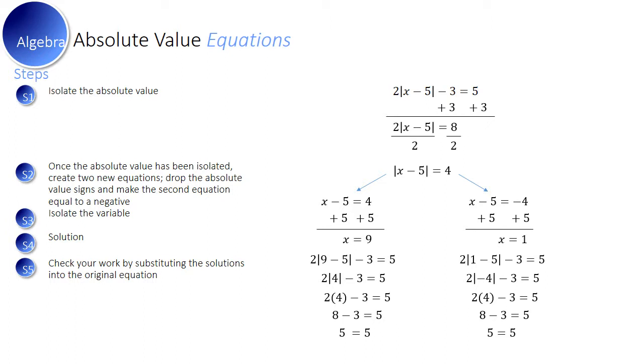Over on the other one, x minus 5 equals negative 4. We had a solution of x equals 1. So we're going to take that 1, plug it in for x. So we end up with 2 times the absolute value of 1 minus 5, minus 3 equals 5. 1 minus 5 is negative 4. The absolute value of negative 4 is 4. 4 times 2 is 8. 8 minus 3 is 5. So we find that 5 equals 5. So both of our solutions are correct.